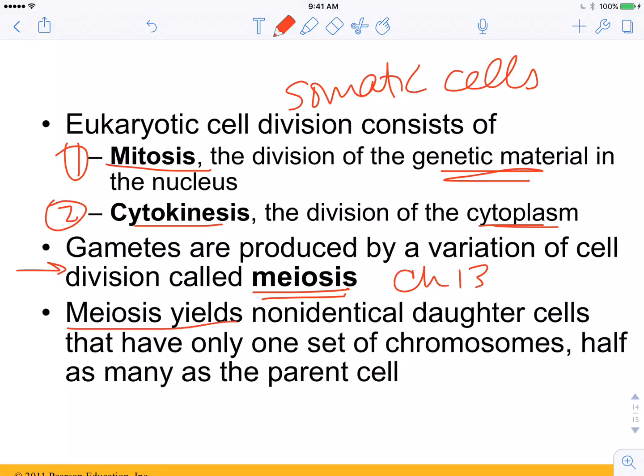Meiosis yields daughter cells that are not identical. They are genetically different, and they also only have one set of chromosomes. They are different from each other and different from the parent cell. So meiosis is kind of a whole new ball of wax. And that's it for your introduction to cell division, and we'll see you in the next screencast for more on mitosis.